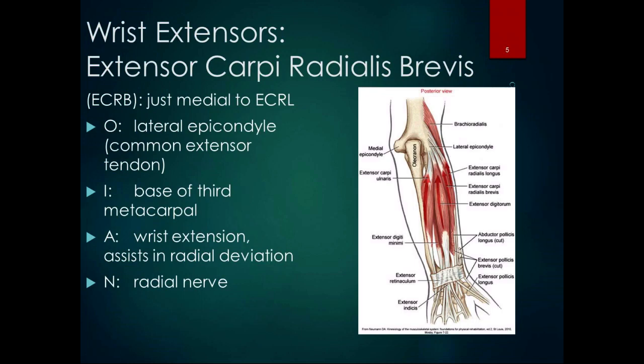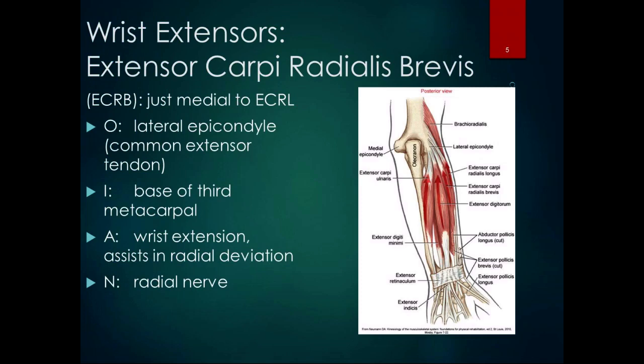Another lovely thing about the wrist extensors, they have a common extensor tendon at the lateral epicondyle. So these are our tennis elbow muscles. When we have lateral epicondylitis, inflammation at the lateral epicondyle, it affects wrist extension. So like that tennis stroke, forehand stroke.